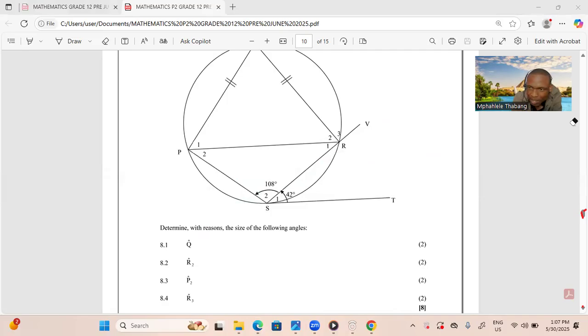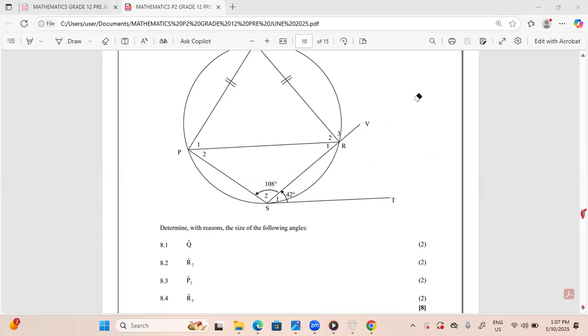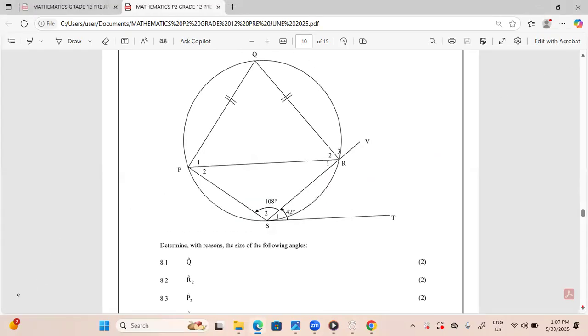So now let's answer this problem. We are looking for Q. Determine with reason the size of the following angles. So the first angle that we are looking for is Q. Let me do this. Okay, determine with reason the size of the following angle Q. I'm trying to pick a pen. Let me pick this one.